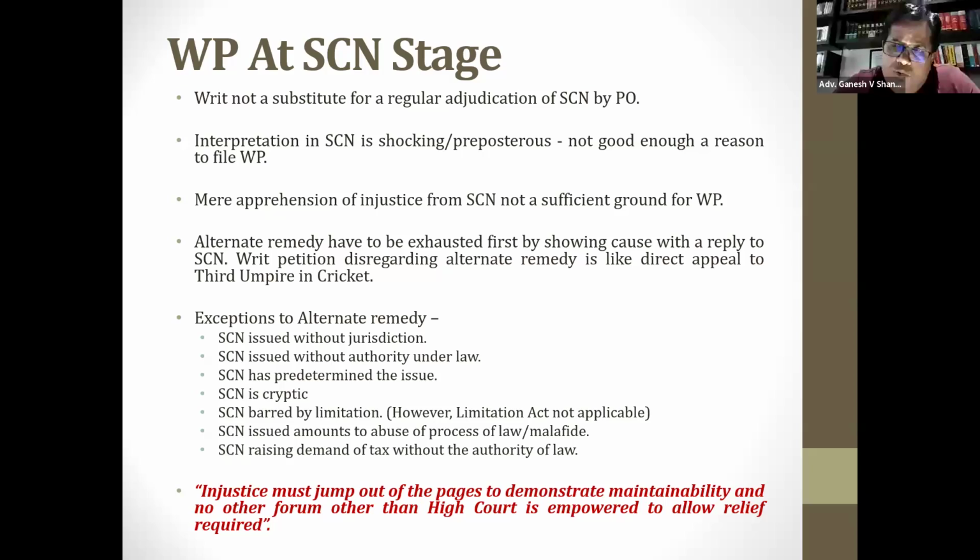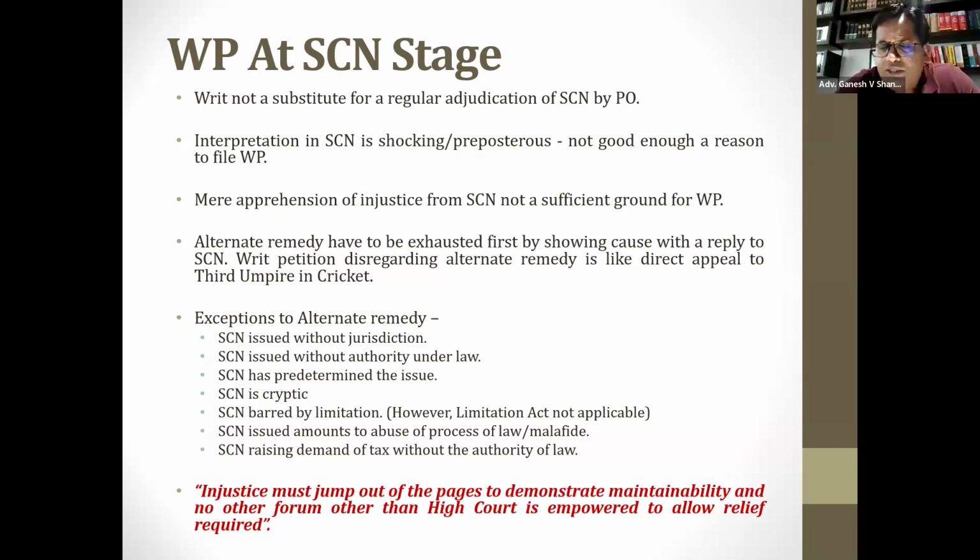As soon as possible is a very esoteric phrase, very difficult to define. But in the view or judgment of the court, there should not have been an undue delay on the part of the taxpayer who is approaching the High Court for a remedy. SCN issued amounts to abuse of process of law or modified. This overlaps with other exceptions where the abuse of process of law is clearly visible. There is an abuse of power by the authorities to demand the taxes. If such a case is made out clearly to convince the courts, it can be a strong ground.